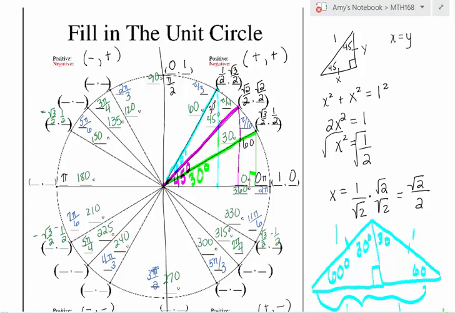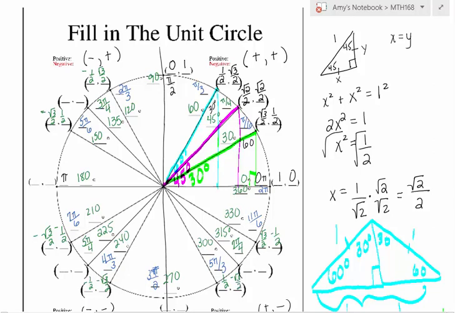Anything over 3 is going to be 1/2 and the square root of 3 over 2. 4 pi over 3, negative 1/2, negative square root of 3 over 2. 5 pi over 3, 1/2, negative square root of 3 over 2.